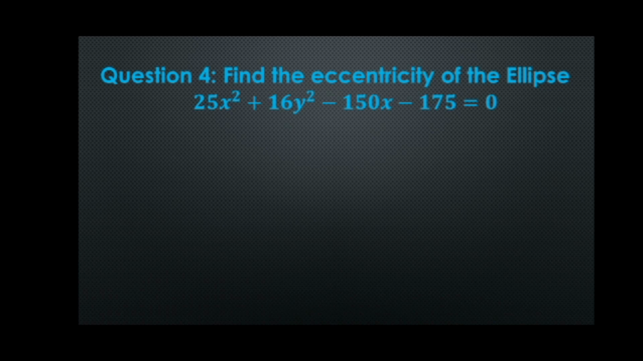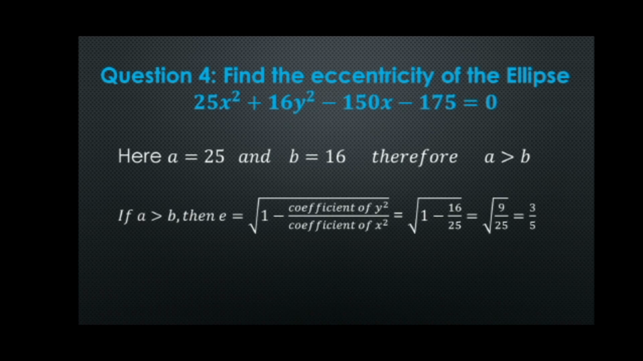Moving on to the next question, find the eccentricity of the ellipse 25x square plus 16y square minus 150x minus 175 equal to 0. Here a equal to 25 and b equal to 16, therefore a is greater than b. If a is greater than b, then e equal to square root of 1 minus coefficient of y square divided by coefficient of x square, which is square root of 1 minus 16 divided by 25. It will be 3 by 5.